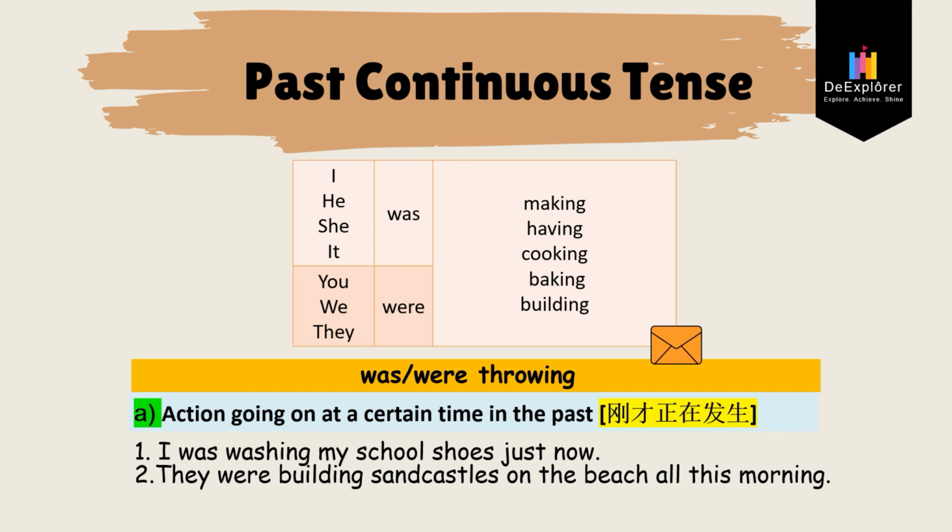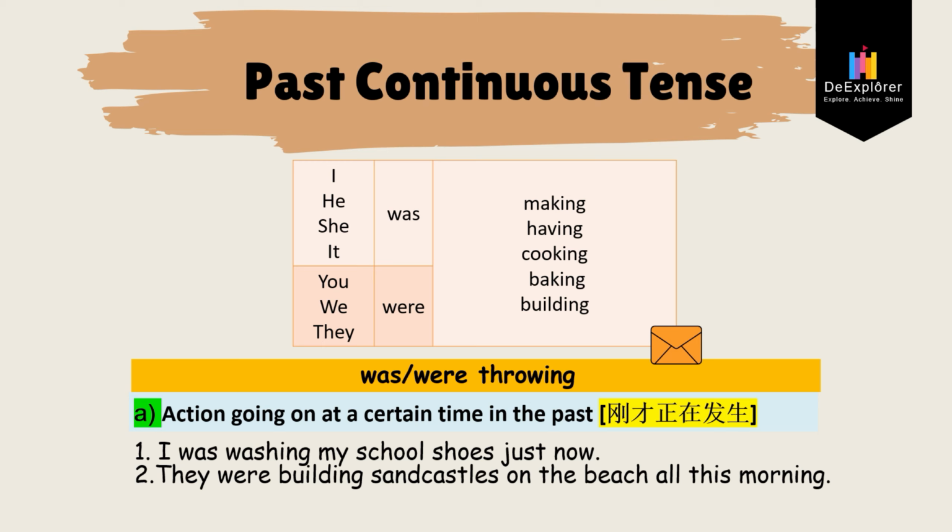Okay. So look at number 1. I was washing my school shoes just now. See, I was washing my school shoes just now. 就是刚才正在洗我的学校的鞋子。刚才正在。So I subject, verb was and then verb ing form. Don't forget was washing. Okay.